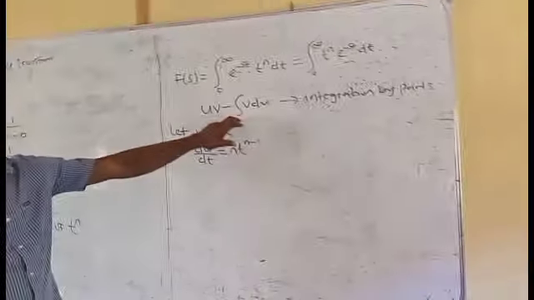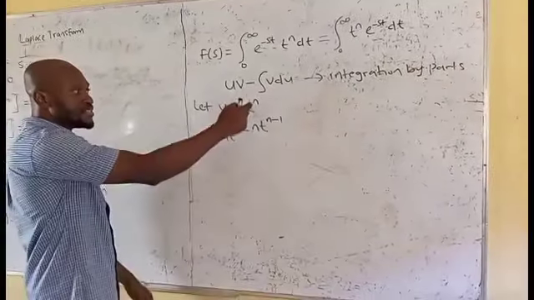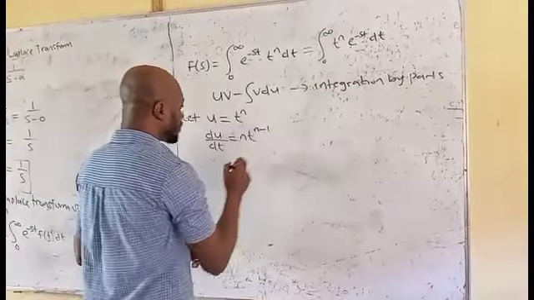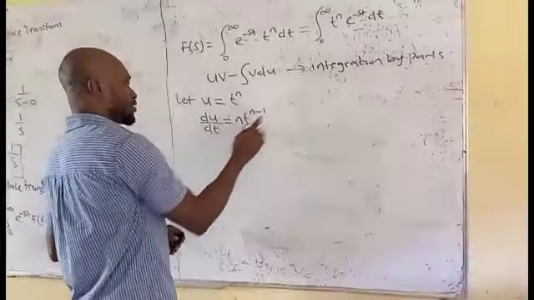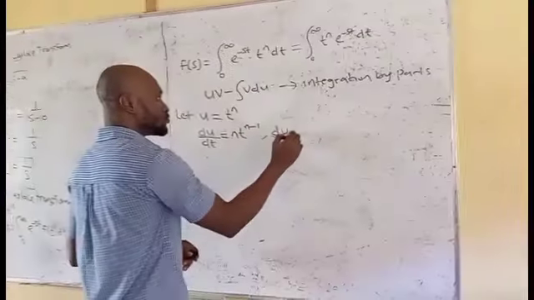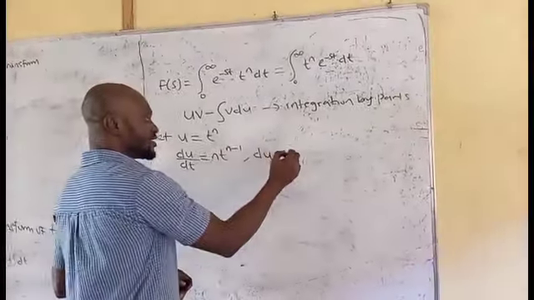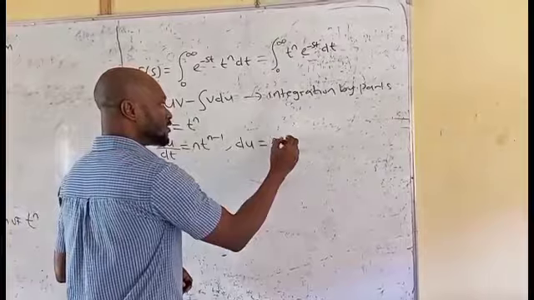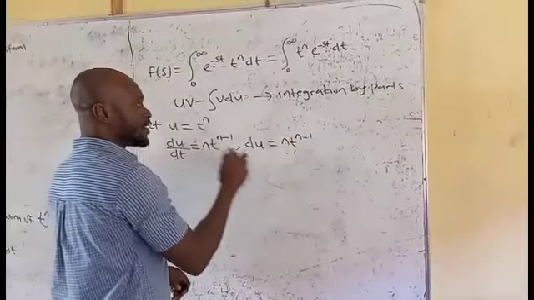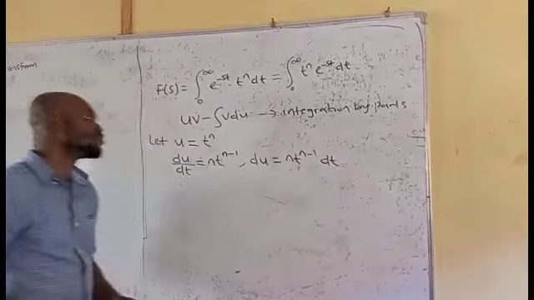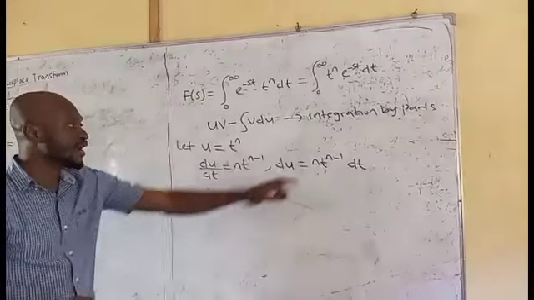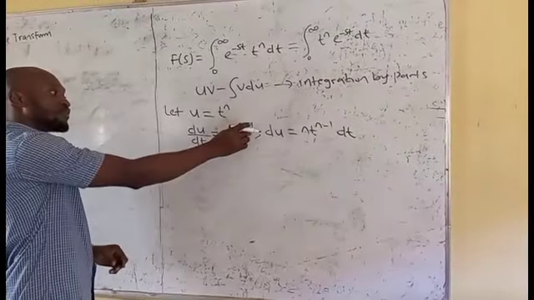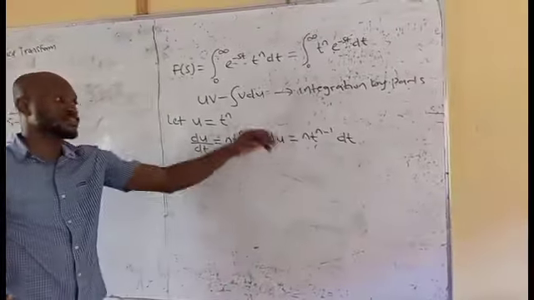Knowing that this t is carrying a power of what? n. So it will be n times t, then you subtract 1 from the power. Then finally, you're going to have something like this: du will be equal to n times t raised to the power of n minus 1. Then this multiplied by this will give you the dt, because this one now will multiply this. So you have du is equal to n t raised to the power of n minus 1 dt.